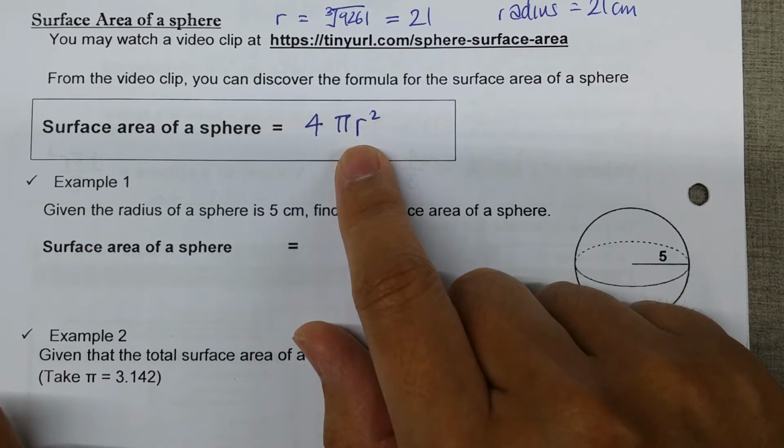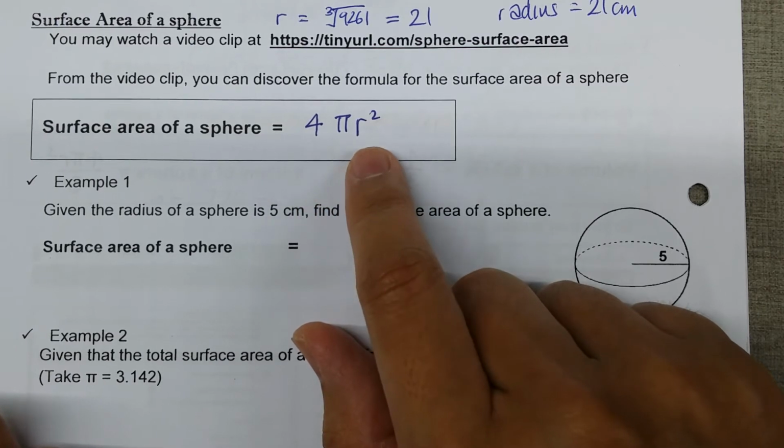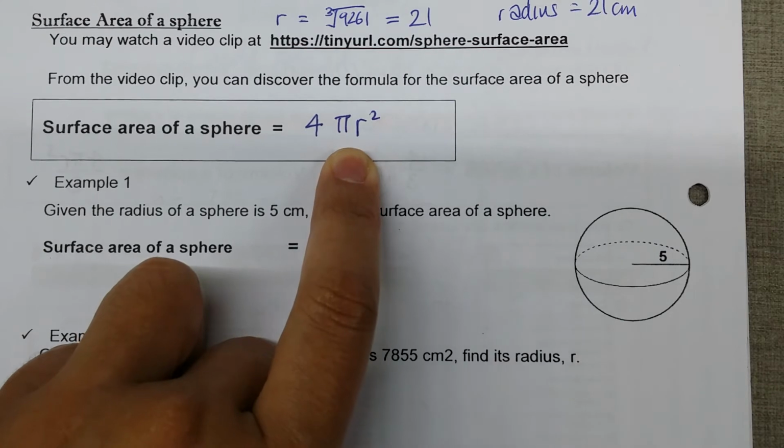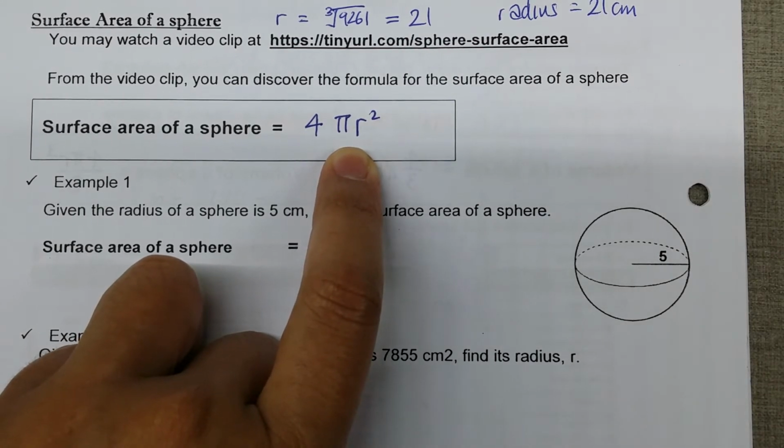It's something interesting that you can go and find out. You can Google why the formula is 4 pi r square. It's like 4 times the area of a circle, pi r square. Please go and Google and find out.